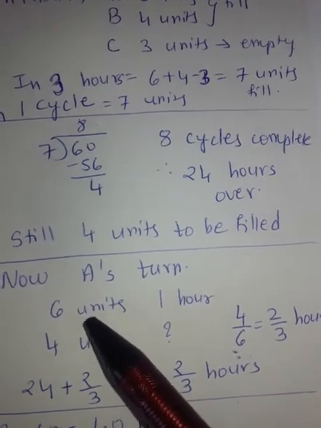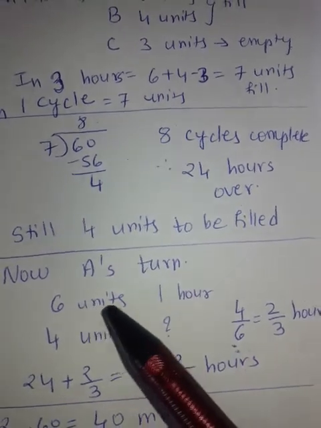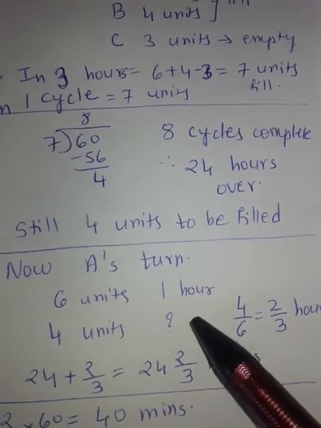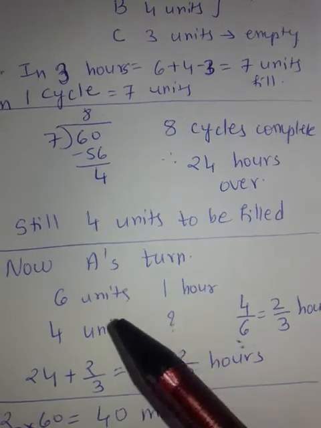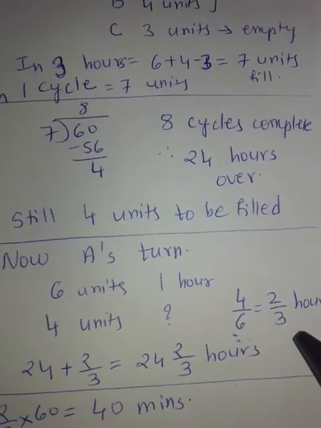Tap A fills 6 units in 1 hour. Now it has to fill 4 units. 6 units in 1 hour. 4 units in how many hours? 4 into 1 divided by 6. That is 4 by 6. That means 2 by 3 hours.